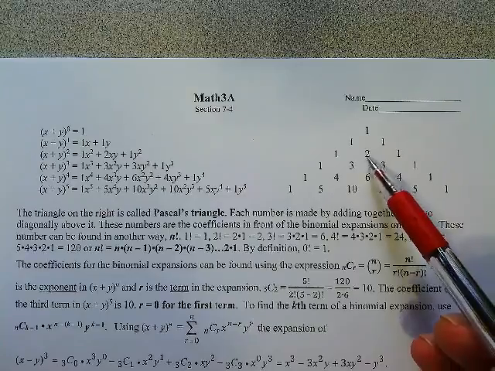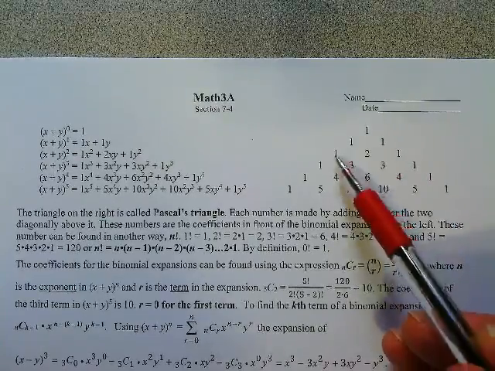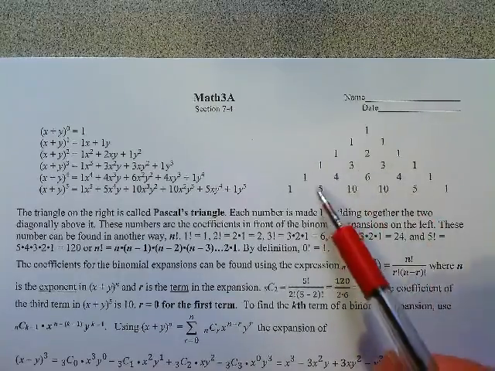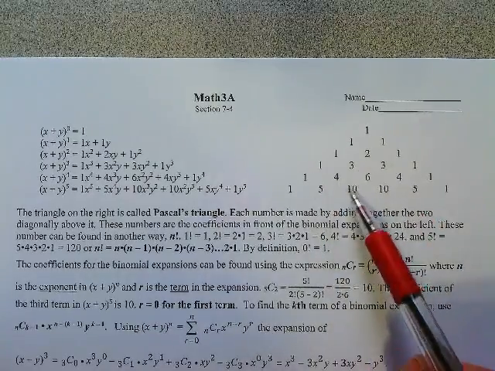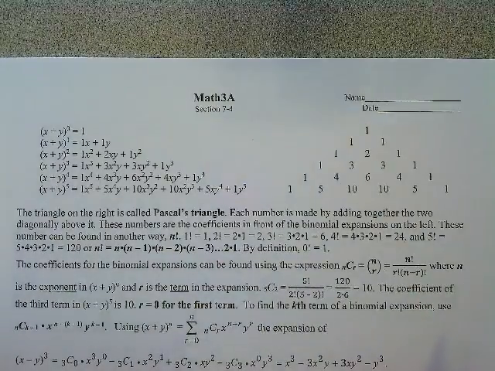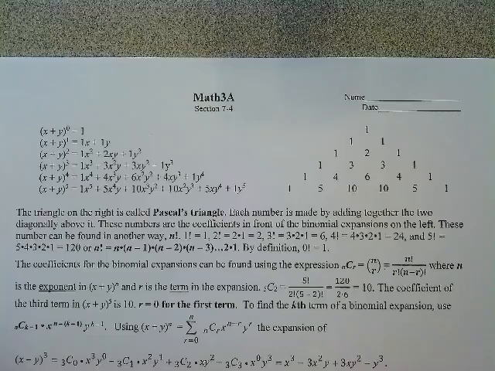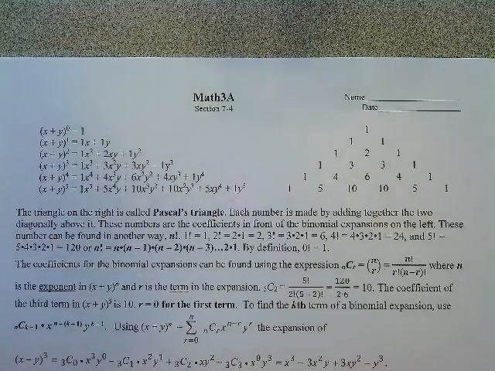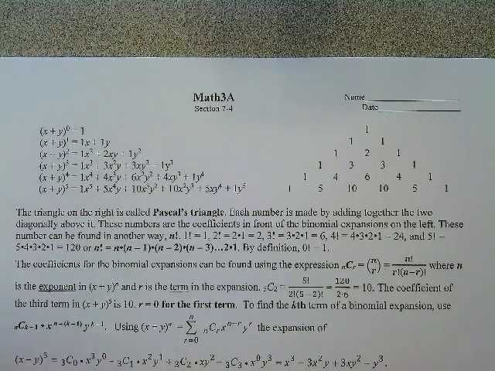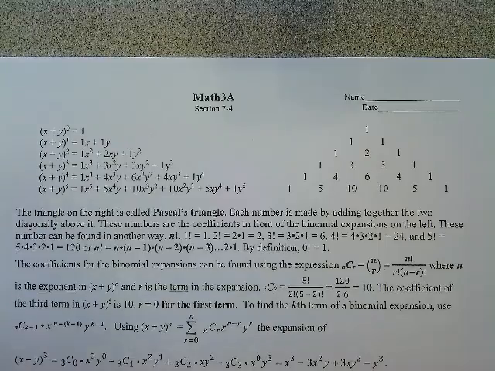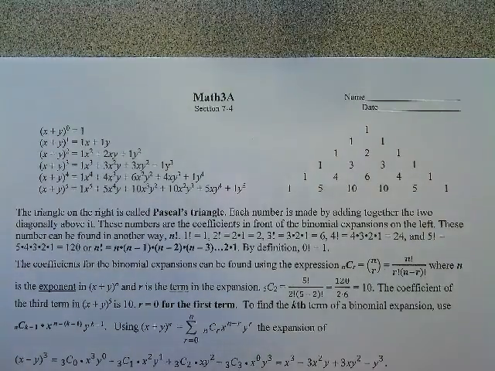So for instance, 2 is 1 and 1, 3 is 1 and 2, 6 is 3 and 3, 4 is 1 and 3, 5 is 1 and 4, 10 is 4 and 6, and so forth. Each number is made by adding together the two numbers that are diagonally above it. And again, these numbers are the coefficients in front of the binomial expansions that we had over here on the left.